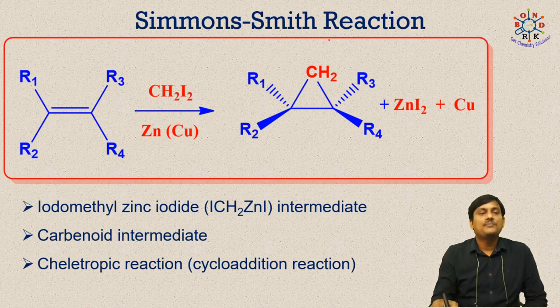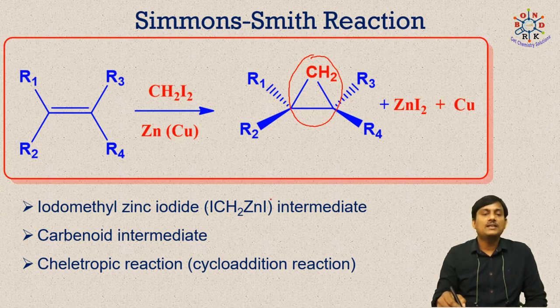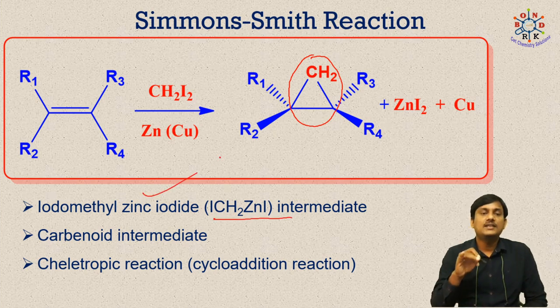Simmons-Smith reaction, it's a reaction between alkene and diiodomethane. In presence of zinc-copper couple, there is a formation of cyclopropane ring. When there is a reaction between diiodomethane and zinc-copper couple, there is a formation of organometallic intermediate. The organometallic intermediate which is generated is ICH2ZnI, iodomethyl zinc iodide. Here there is a formation of carbenoid intermediate, not carbene.